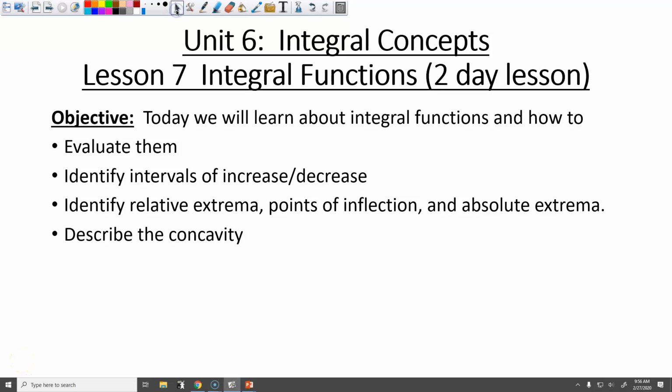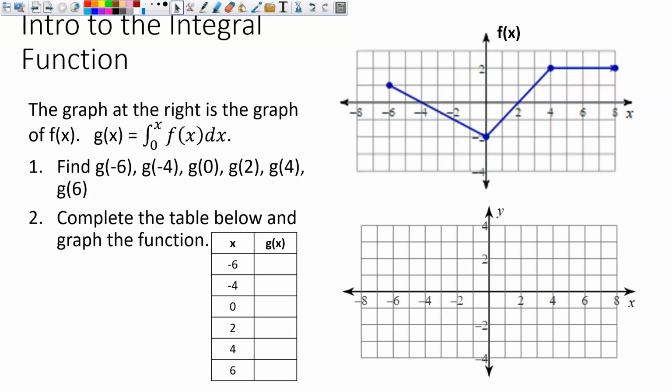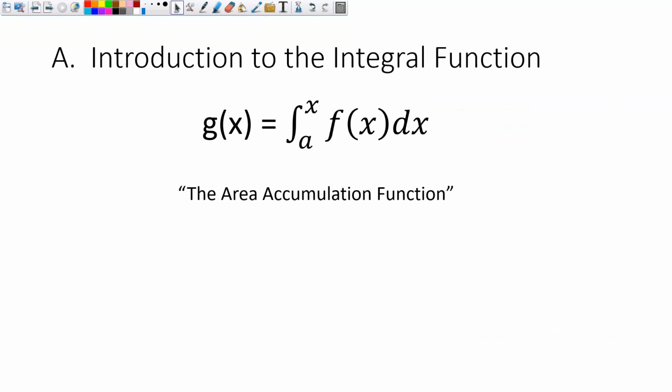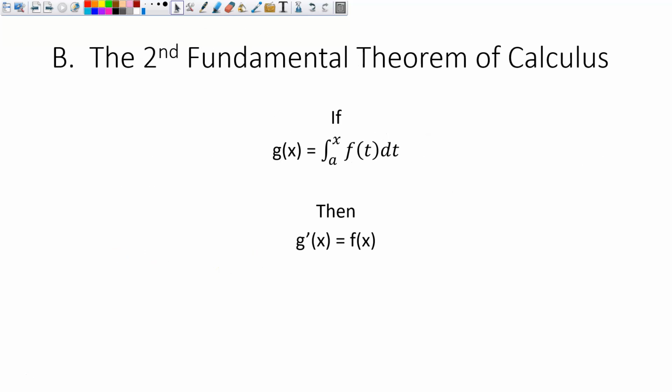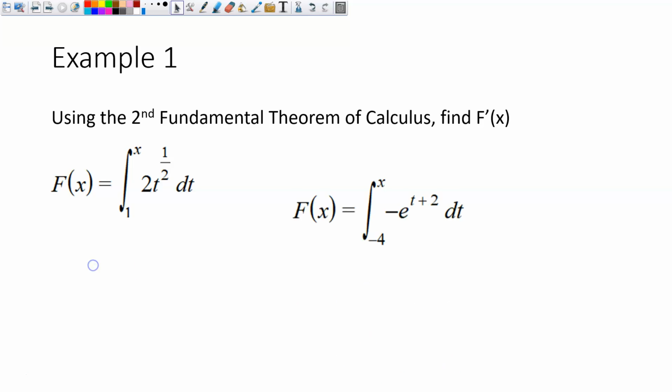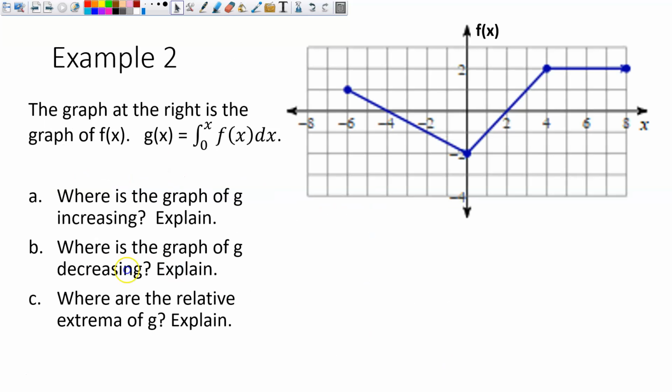So guys, yesterday we talked about integral functions. An integral function is a function that is an integral. And usually the x variable, the input value, is somewhere in the limits there. We talked about the second fundamental theorem of calculus, that if you have an integral function, the derivative of that integral function is basically just the integrand. Okay? And then we did a couple of exercises with the second fundamental theorem of calculus.